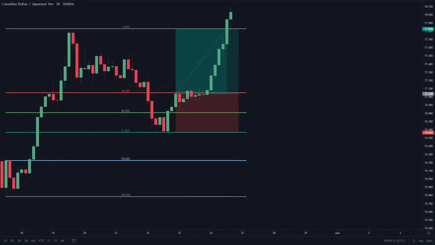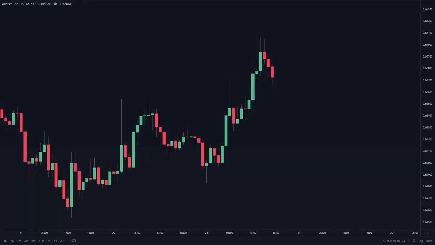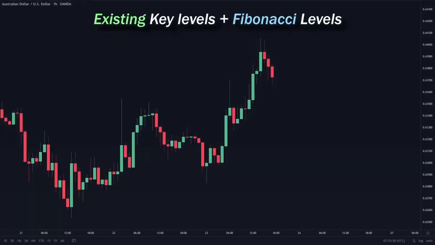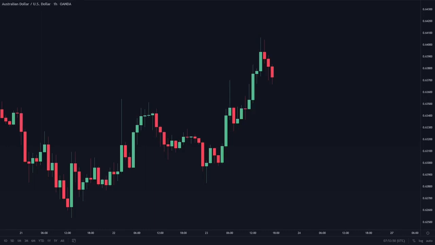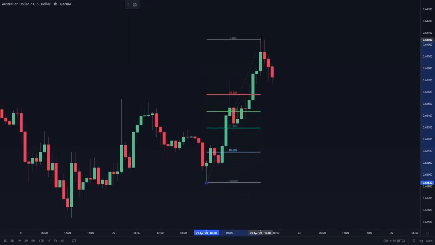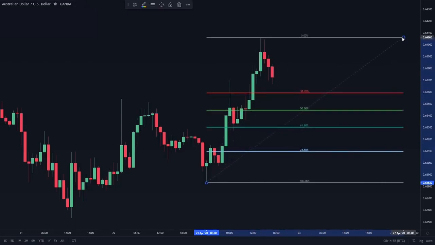Now moving on. You can also combine existing support and resistance levels with Fibonacci levels to create an area of confluence, like in this example. So here, we can see that the price went up and made a slight pullback, and so you can apply the Fibonacci tool to predict the end of this pullback. And again, you connect this swing low to the swing high and drag it to the right to extend the levels.